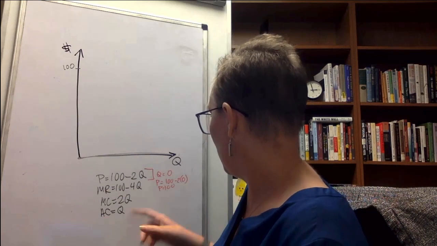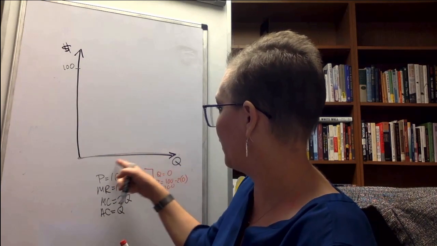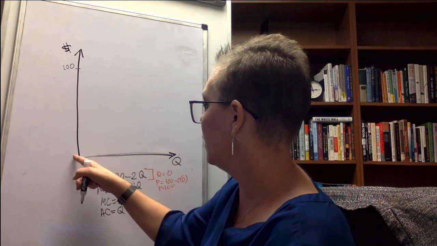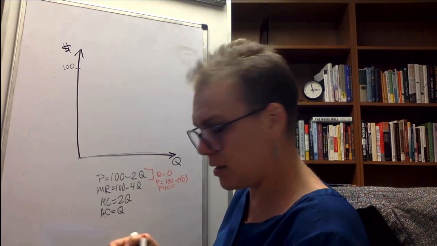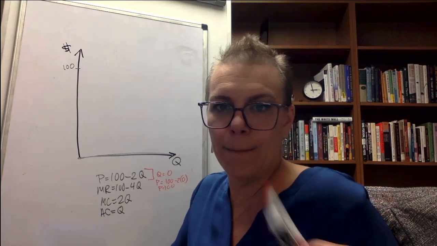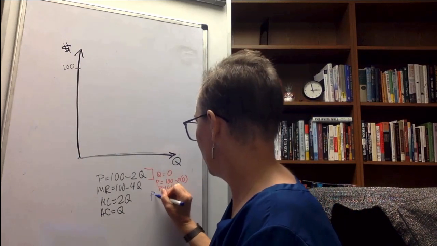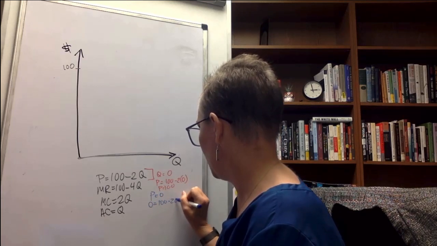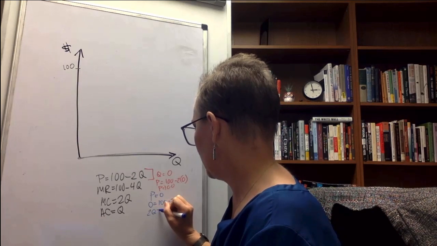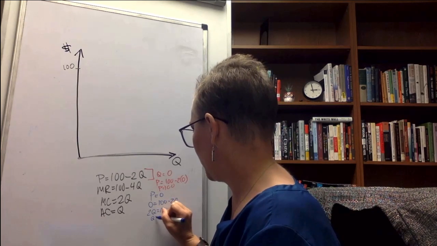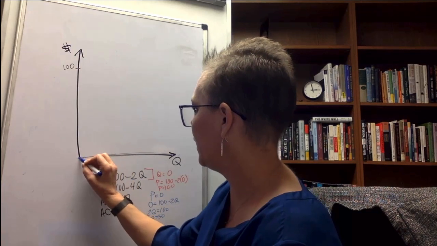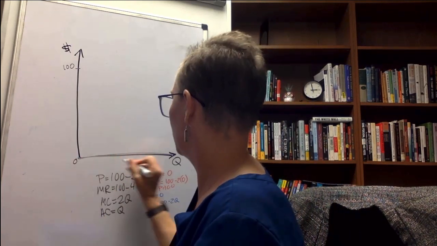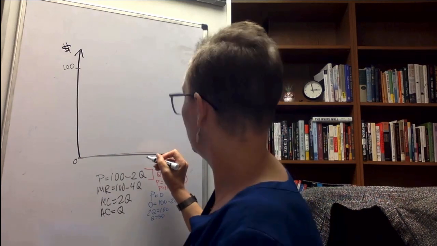We can also find out where the demand curve crosses the quantity line. We want to find out at what quantity P is equal to 0. So let's set P equal to 0. That gives us 0 equals 100 minus 2Q. 2Q equals 100. Q equals 50. So when P is 0, Q is going to be 50. Let's put that right here.